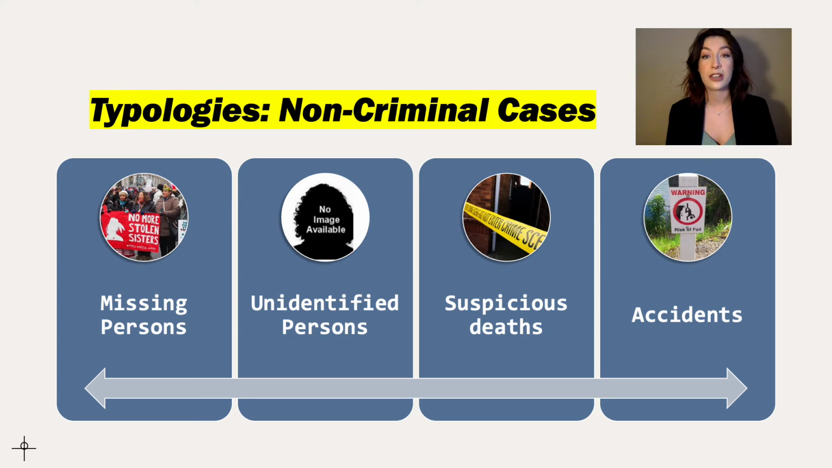Similarly, cases of unidentified persons, suspicious deaths, and accidents could also be non-criminal if acts like suicide, death by natural causes, or pure accident were the cause. So, in an ideal world, this description of criminal and non-criminal cold cases is more of a Venn diagram, as many of the cases actually overlap and share a lot of characteristics.